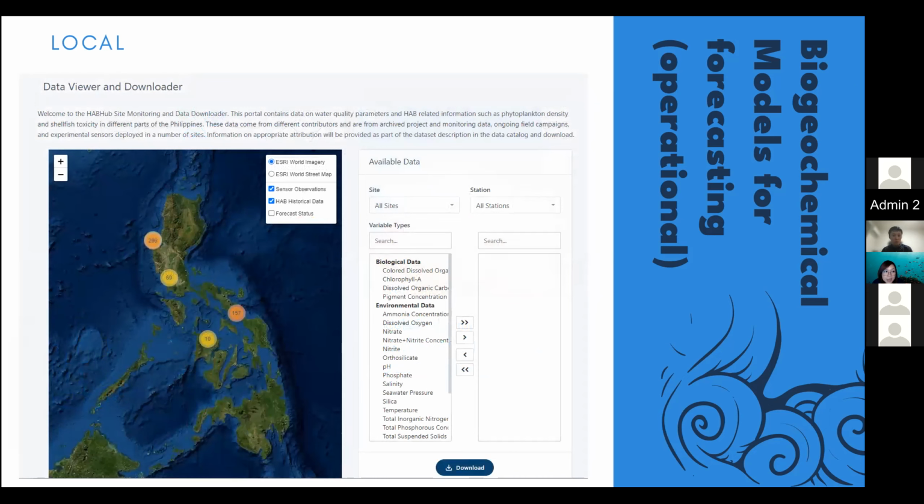As part of that HAB modeling and forecast system, an important aspect is that we are also building the historical ocean data in a standardized manner, which is quite lacking in the country. These kinds of data sets, of course, as you know, are key in building up any sort of model, whether for understanding or for forecasting.